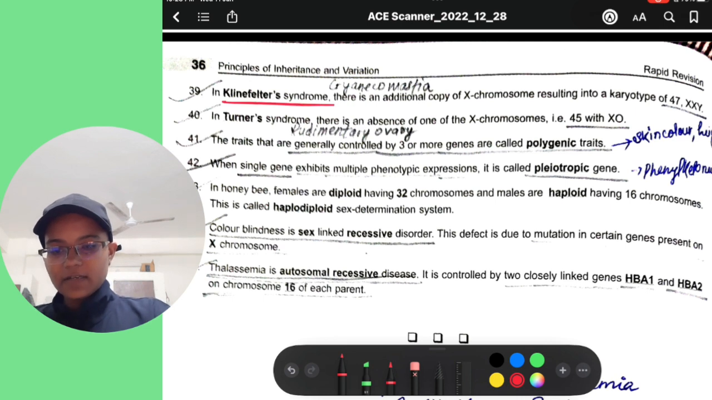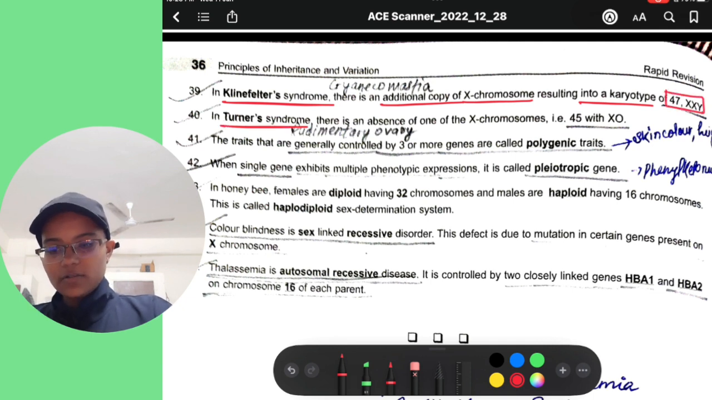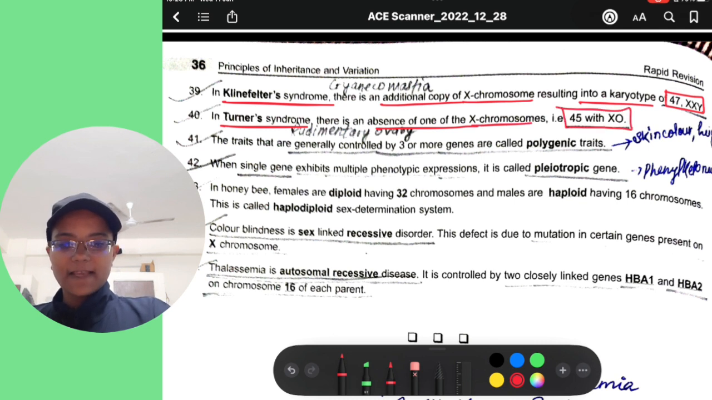In Klinefelter syndrome, there is an additional copy of the X chromosome resulting in a karyotype of 47 XXY. In Turner syndrome, there is absence of one of the X chromosomes, that is 45 plus X0.